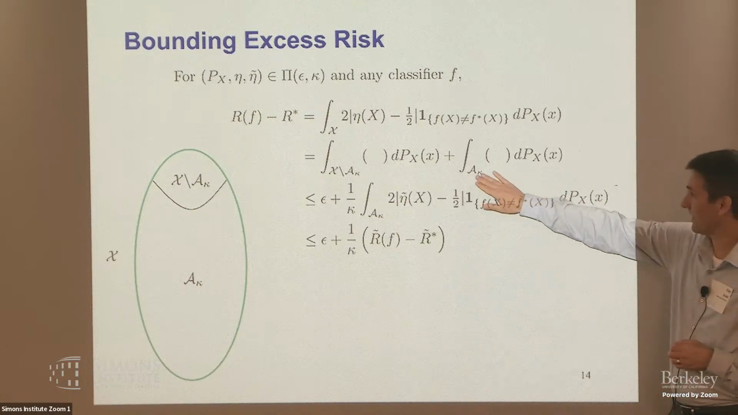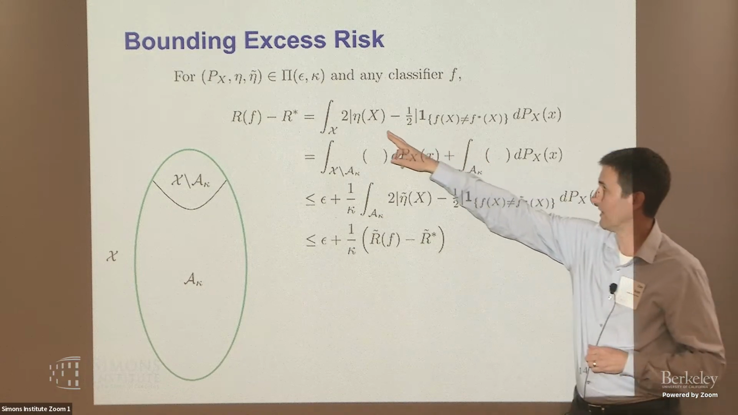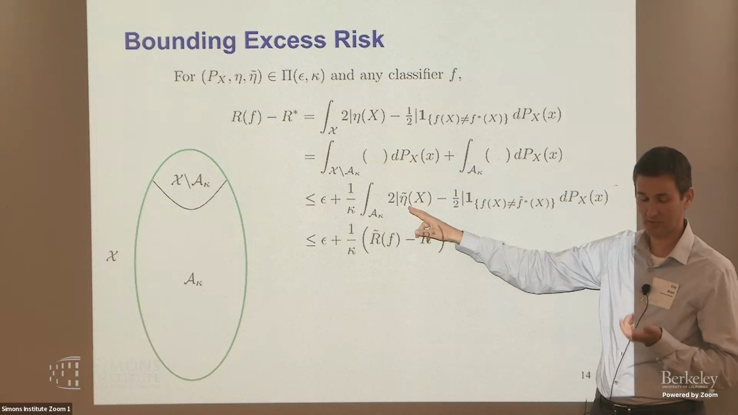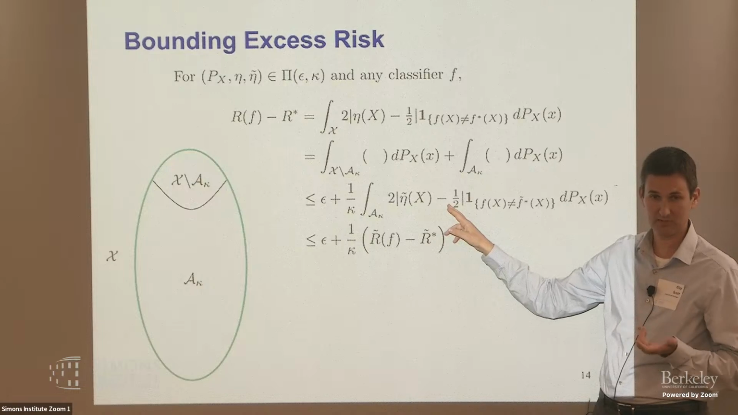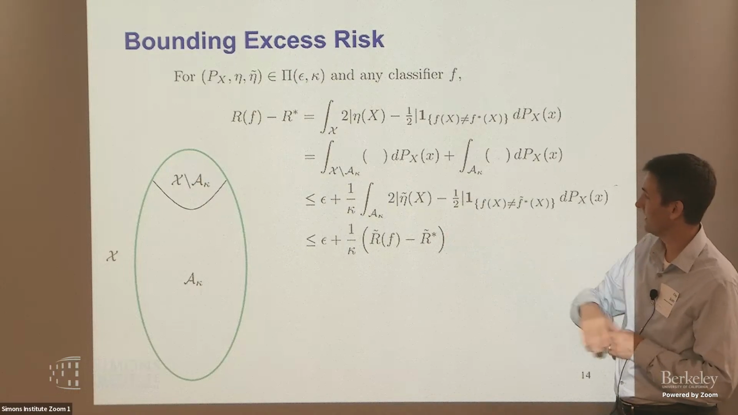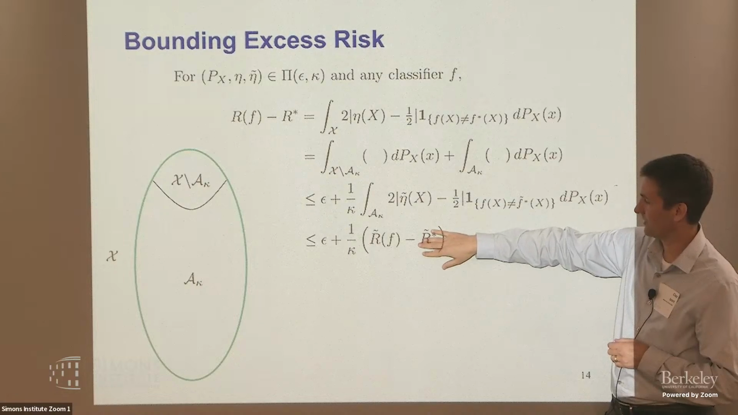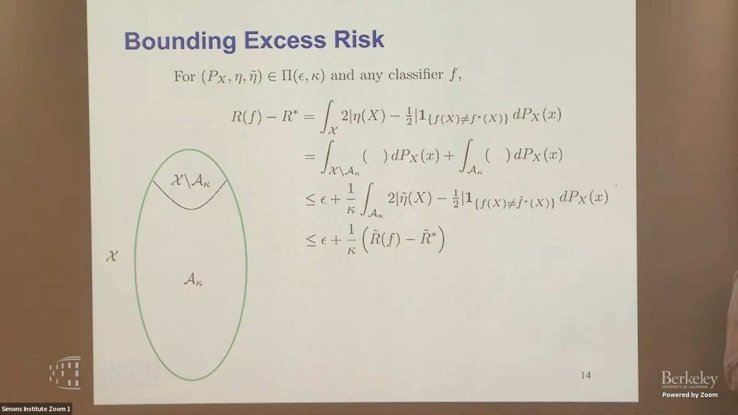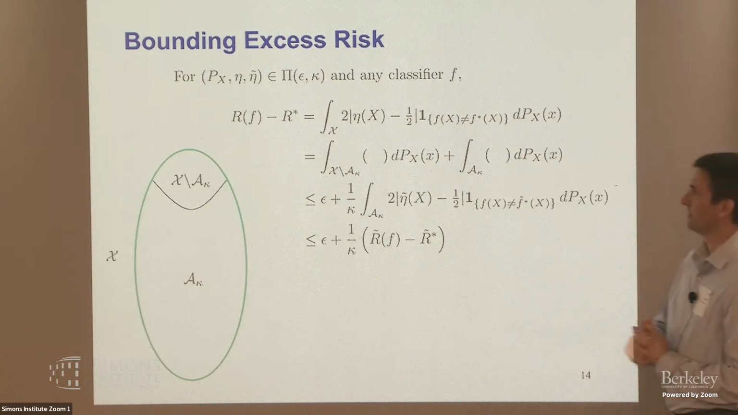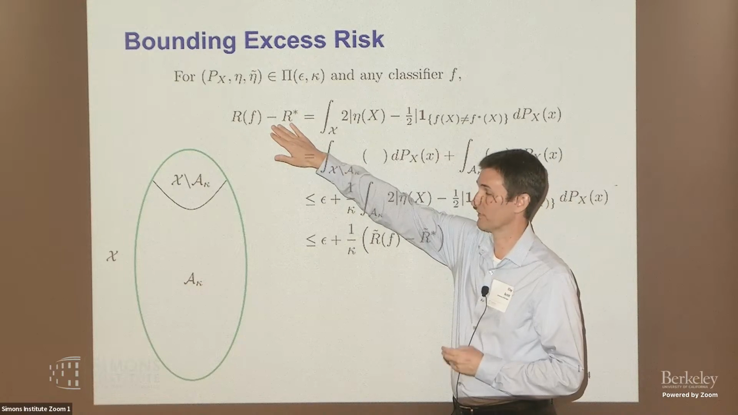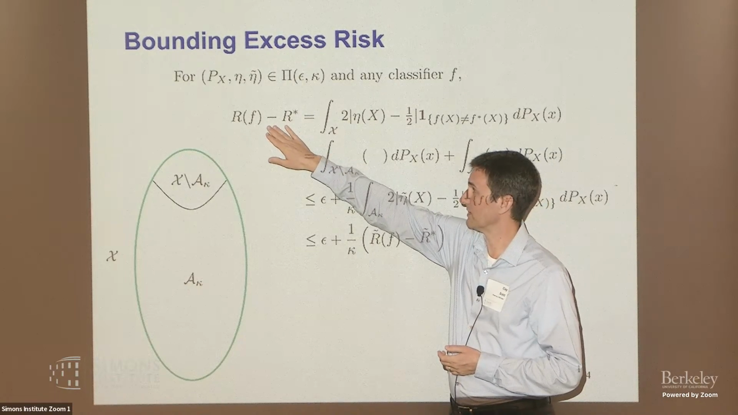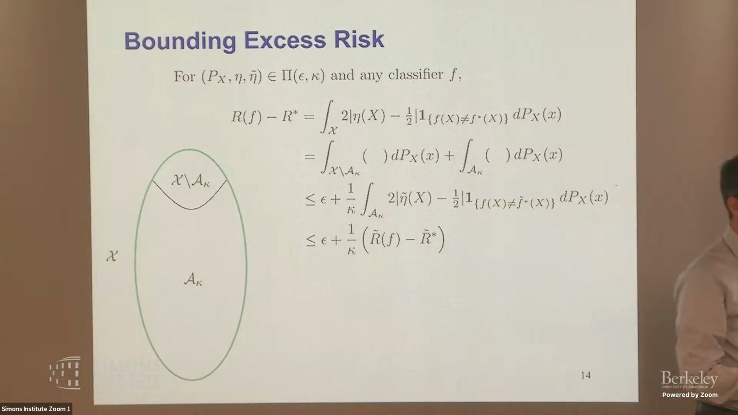But on this other set, A kappa, you can bound eta minus a half by 1 over kappa times eta tilde minus a half. That's just the definition of relative signal strength. And now this is bounded by 1 over kappa times the noisy excess risk. So very straightforward. We essentially engineered this definition so that you could do this. And this makes it very straightforward, for a given learning algorithm, to get upper bounds on the clean excess risk.